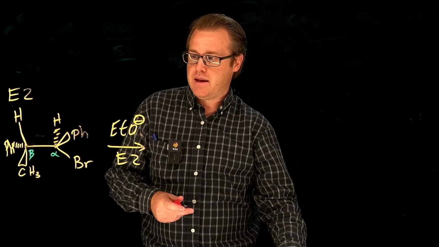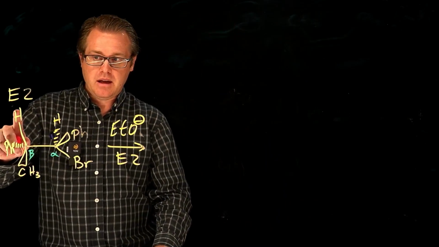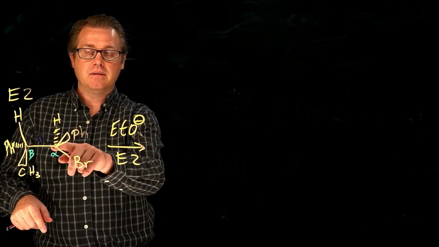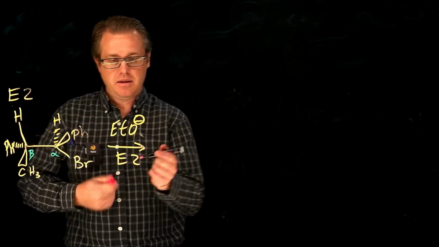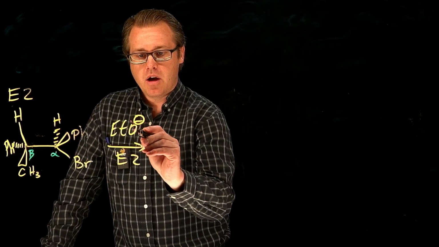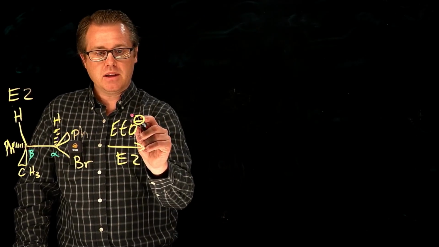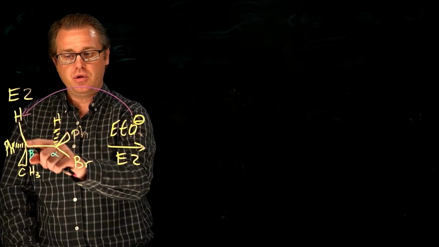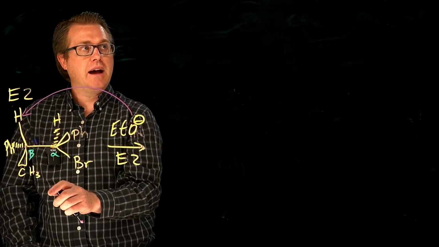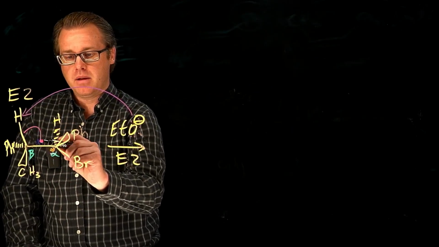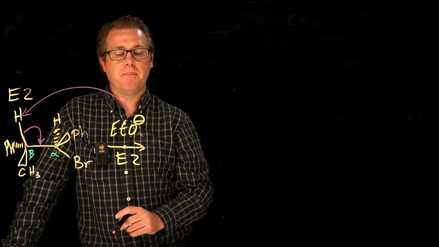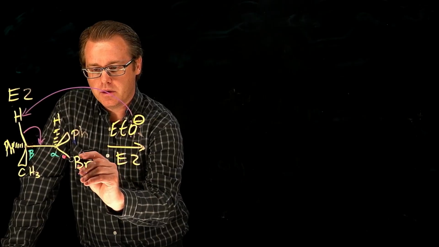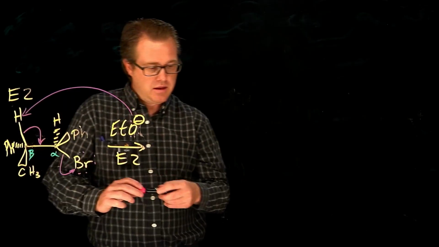And in an E2 mechanism, what has to happen? The hydrogen and the leaving group have to be on opposite sides of the alpha beta, and they have to be in the same plane. So when our base comes in, what does the mechanism say? It's going to grab that proton. It's going to take the two electrons in that hydrogen-carbon bond and put them between the alpha and the beta. And then the leaving group is going to be kicked off.